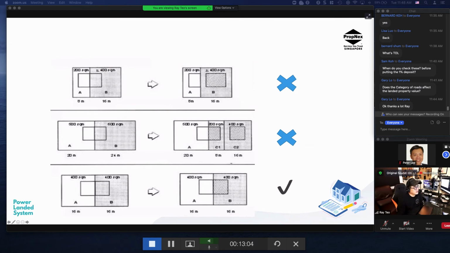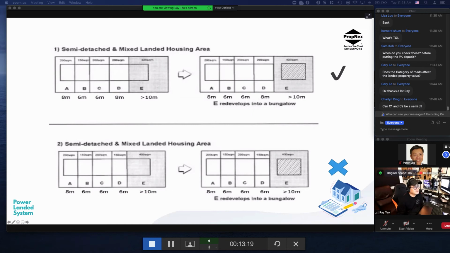This, you want to do plots of land of 400 square meters each. Let's say this one, you want to break away, or you want to still rebuild into a semi-D. Still allowed to do so.